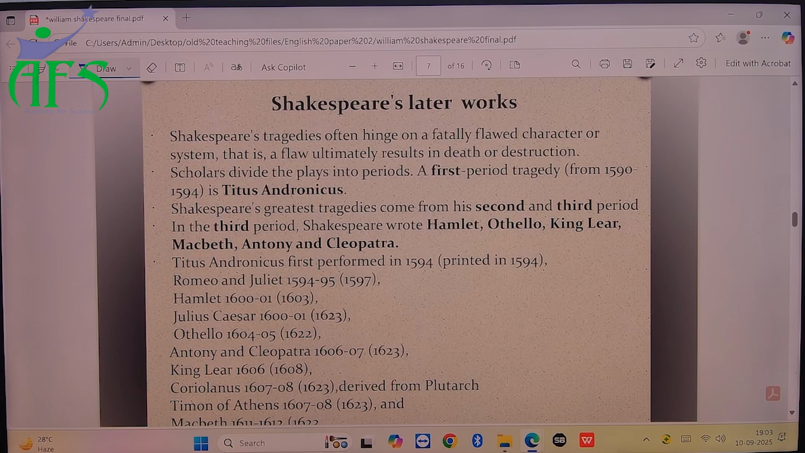Romeo and Juliet, 1594-95. Hamlet, 1601. Julius Caesar, Othello, Antony and Cleopatra, King Lear, Coriolanus, Timon of Athens, and Macbeth.